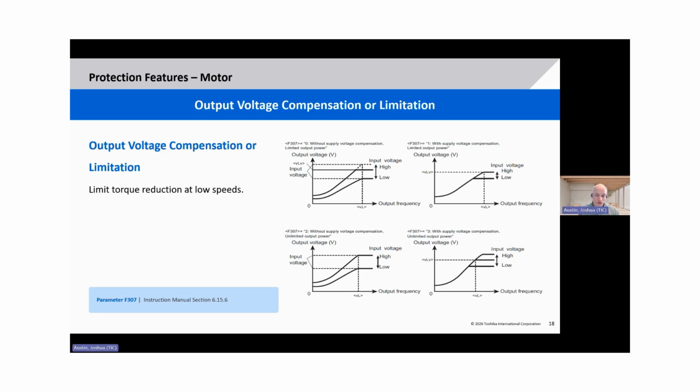The ratio of voltage to frequency is very important for the motor to be able to maintain the rated torque for its operation. So this parameter and this feature allows us to protect the operation of that motor regardless of the speed and regardless of the input voltage condition.